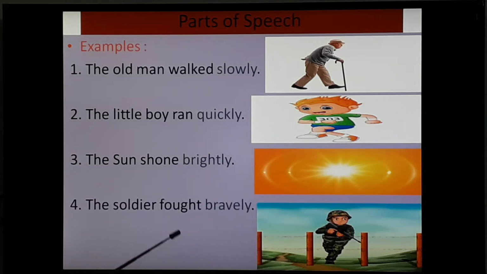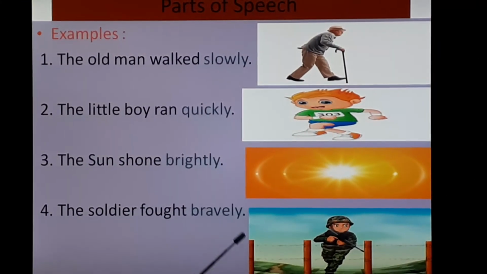You just have to follow the trick which I am giving to you. The soldier fought bravely. This is the sentence. Now, if I ask how did the soldier fight? The answer would be the soldier fought bravely. So immediately after fought, that is the verb, you will get bravely. So bravely is an adverb. Why? Because this word bravely adds something to the meaning of the verb fought. That's why bravely is an adverb.